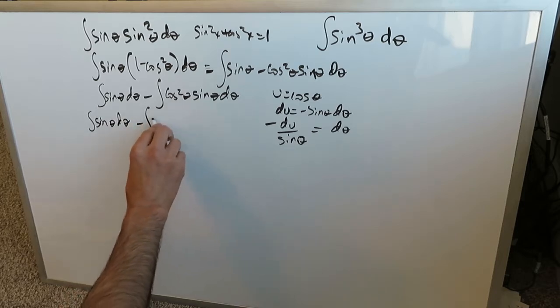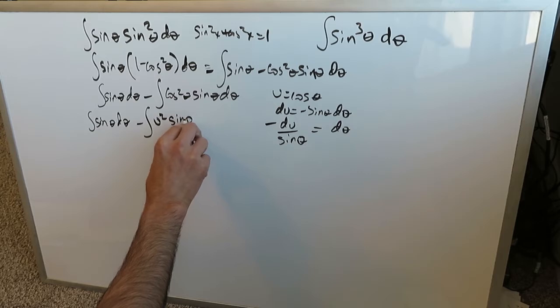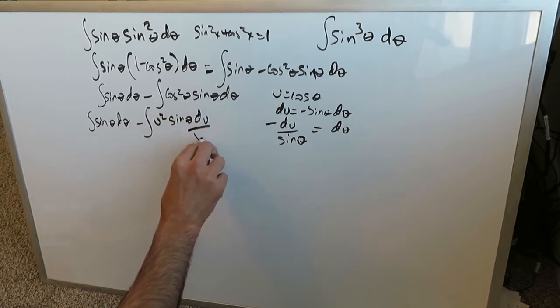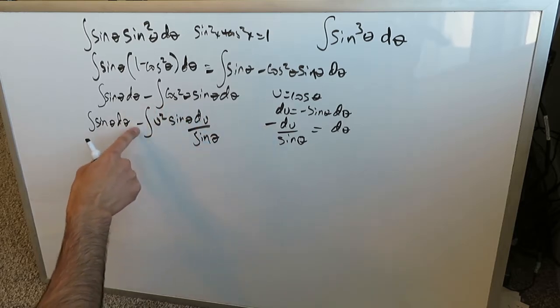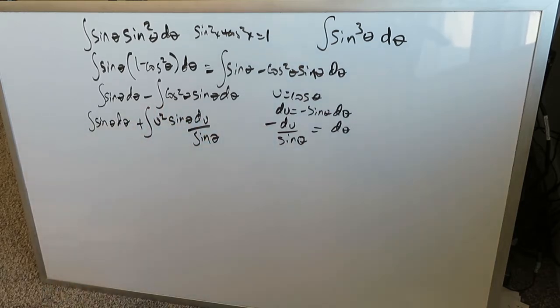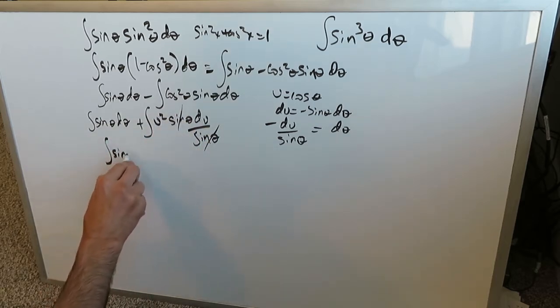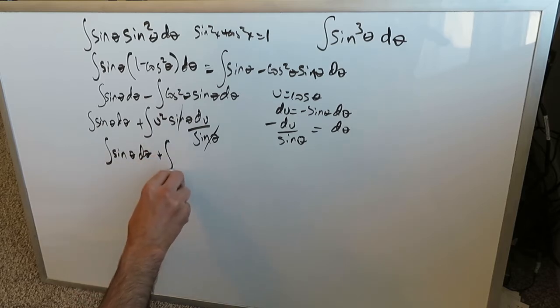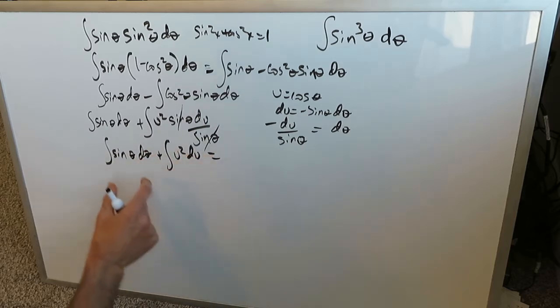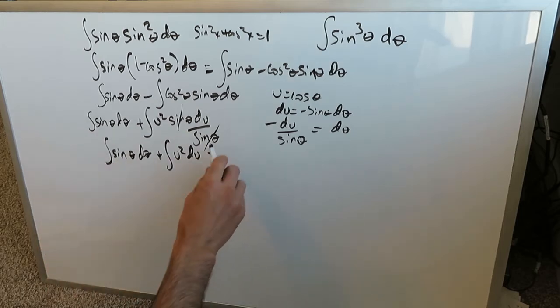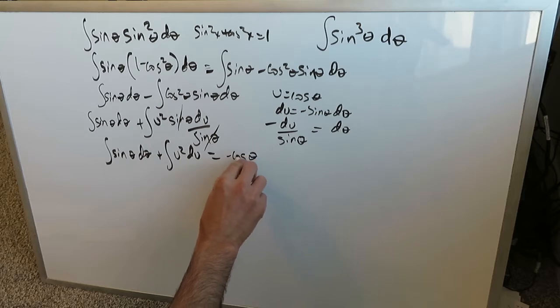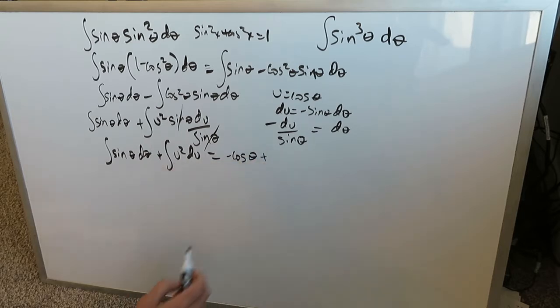U was cosine theta, so I have a u square, then I have a sine theta, and then I have a du over sine theta. I haven't forgotten about this minus sign. This minus sign would be attached to this du, which will affect this minus and make it a positive. These signs cancel out. I'm essentially left with sine theta d theta plus u square du, which is all integratable easily in one step. The antiderivative of sine theta is minus cosine theta. U square becomes u cube over 3. Remember, 2 plus 1 divided by 2 plus 1, you get u cube over 3.